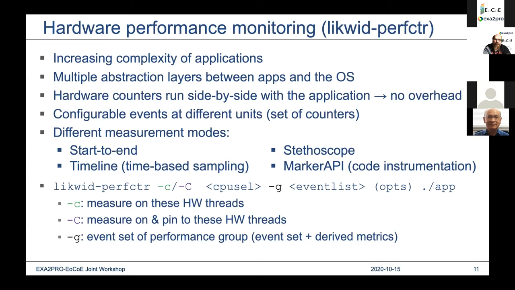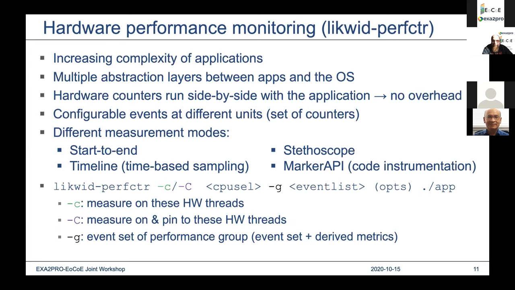So what we need, basically, we want to know what the hardware is actually doing under the hood, despite how the application looks like and how many abstraction layers are in between. So there is only one possibility, and that's hardware performance counters. They run side by side with the application and don't cause any overhead. So no overhead is maybe too strict. There might be some overhead. I heard from Intel that there are some events which might affect the execution, but I don't know which one, and I was not able to measure any of those.